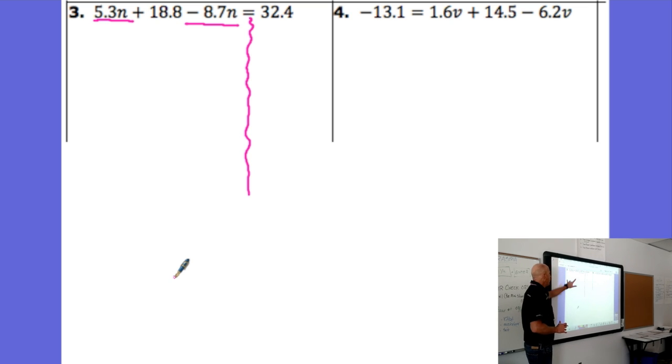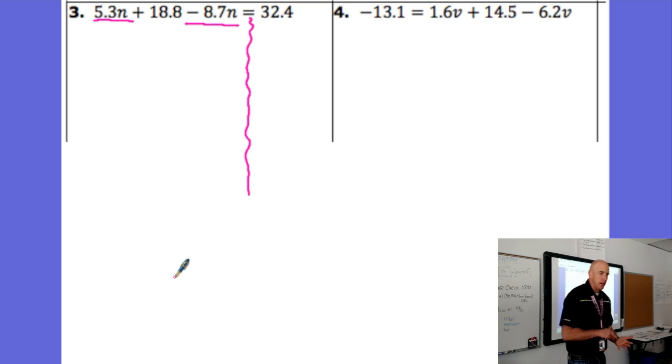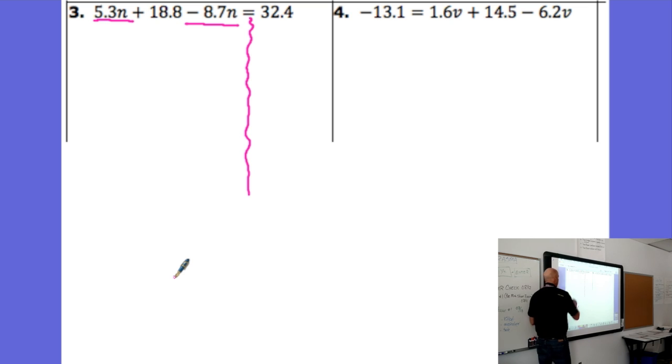What do we put into the calculator now? Negative 8.7. Start from the left. 5.3 minus 8.7. Right. So let's have everybody do that. Negative 3.4. Negative what? 3.4n. Okay.